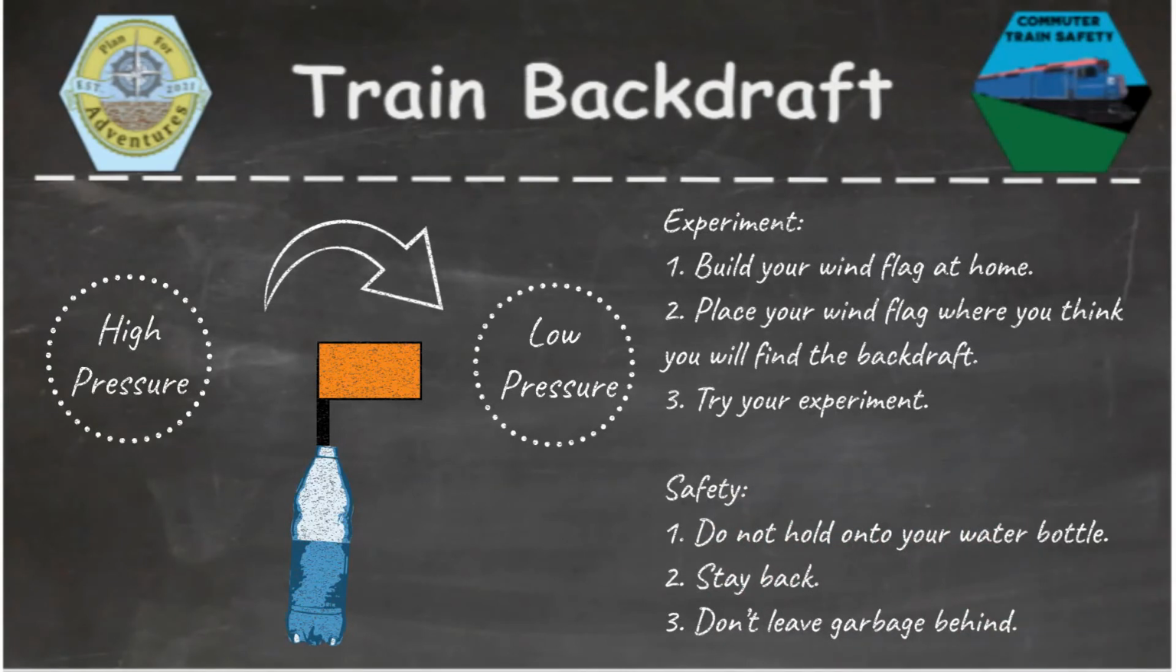When you go on your train trip, go ahead and set up your flag experiment where you think you'll find your backdraft. A couple safety tips. Do not hold on to your water bottle. You'll be setting this water bottle next to the train as the train is coming in. Make sure that you stand far enough back so that you're not hurt from the train or from the water bottle if that water bottle gets knocked over. And also, of course, we don't want to leave garbage behind, so make sure that you pick up your water bottle and throw it out when you're done. If the water bottle does go down into the train tracks, you'll have to leave that there. It will not be safe for you to pick that up.